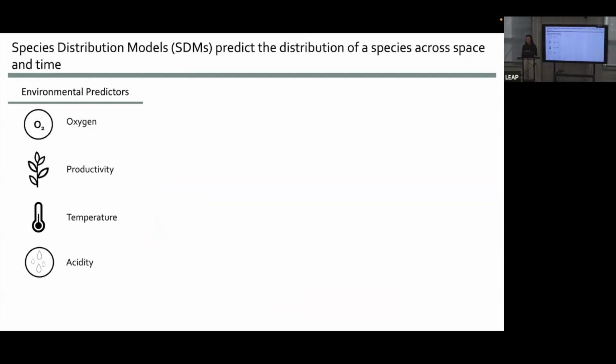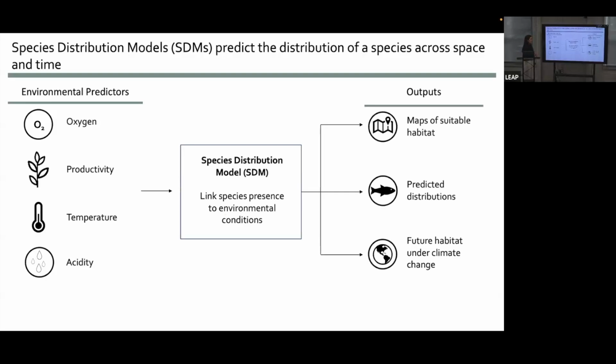So marine organisms are constantly navigating this shifting landscape of food availability and temperature, oxygen, and acidity thresholds. And to translate those environmental conditions into spatial predictions of suitable habitat, we turn to a type of model called species distribution models, or SDMs. These SDMs are models that predict the distribution of a species across space and time. They can produce maps of suitable habitat or population distributions.